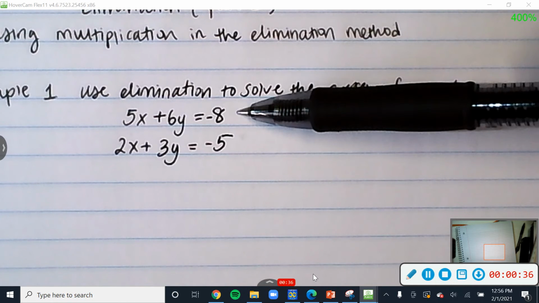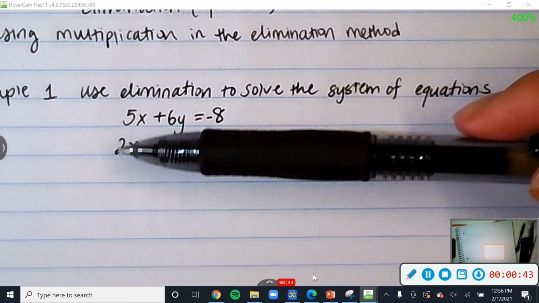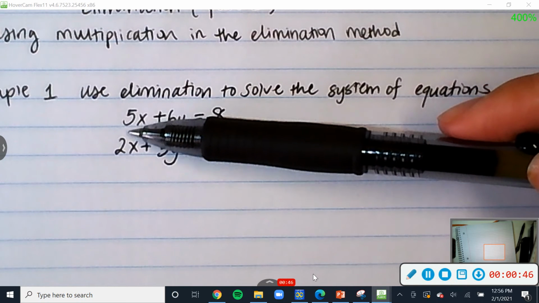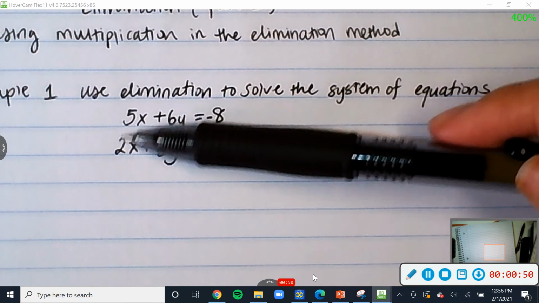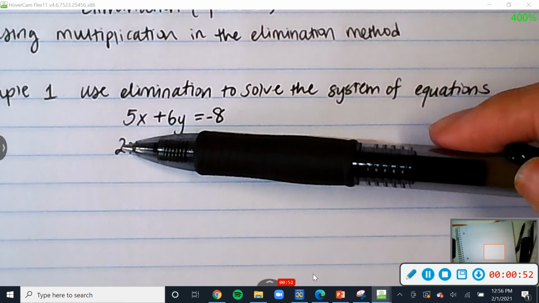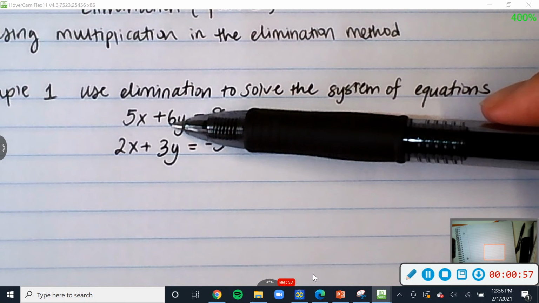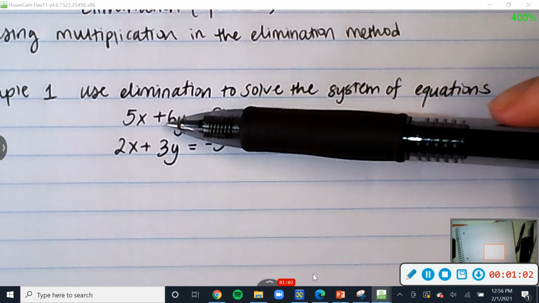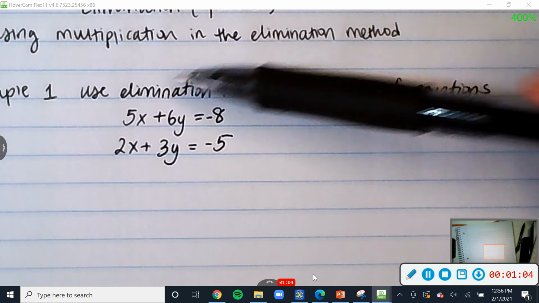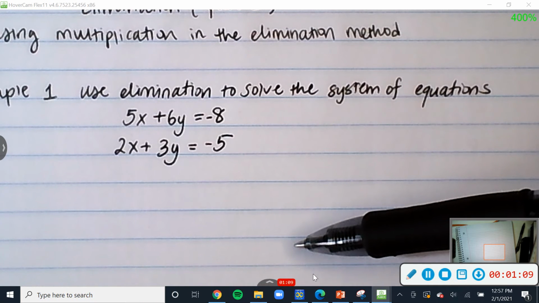If you look at these two equations, they look different from the other ones we've already solved before. The first thing that you'll notice is that there are no matching coefficients. That means that the numbers in front of the x's do not match. We have a 5 and we have a 2. And then for the numbers in front of the y's, we also have a 6 and a 3. So unlike the previous problems we've solved, the coefficients are different in both equations. So we need to do something a little bit differently in order to solve.